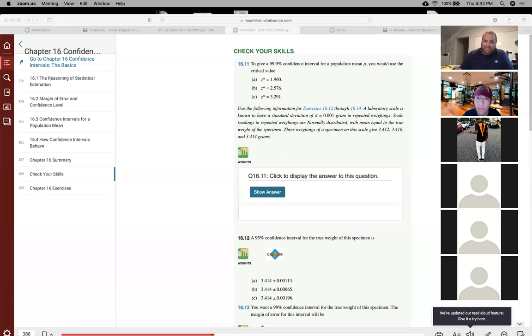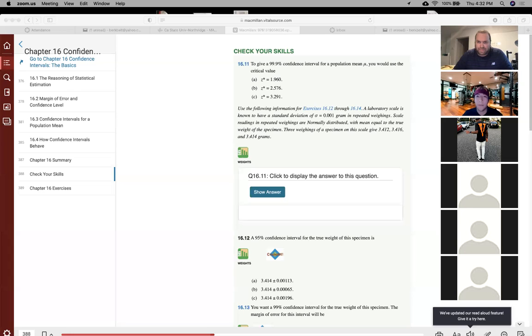What's sigma for this problem? 0.001. They gave that to me. What's n for this problem? 3 samples, or 1 sample of 3. And what is my confidence level for this problem? That's what you have to solve for. Not for number 12. They tell me what my confidence level is.